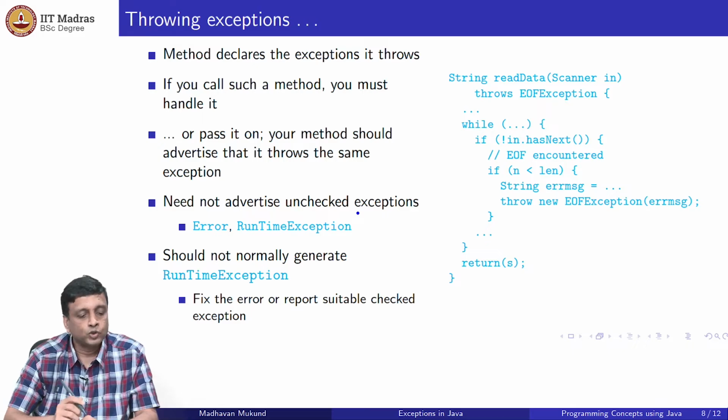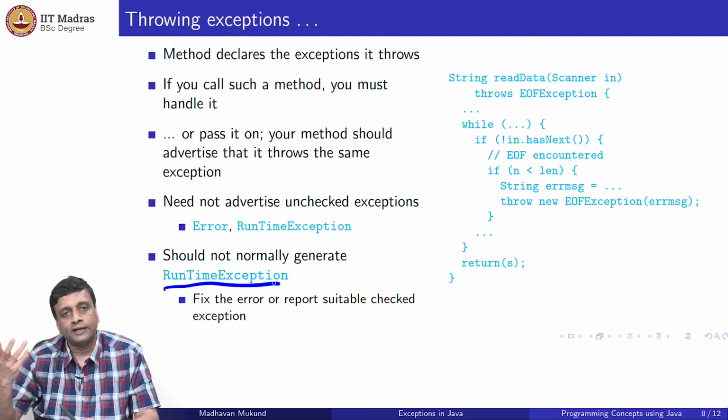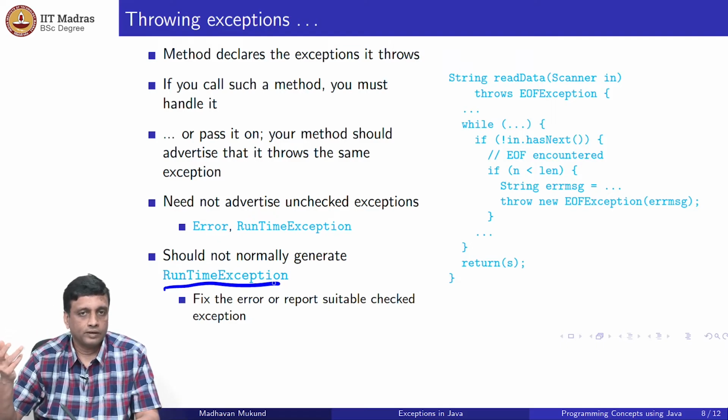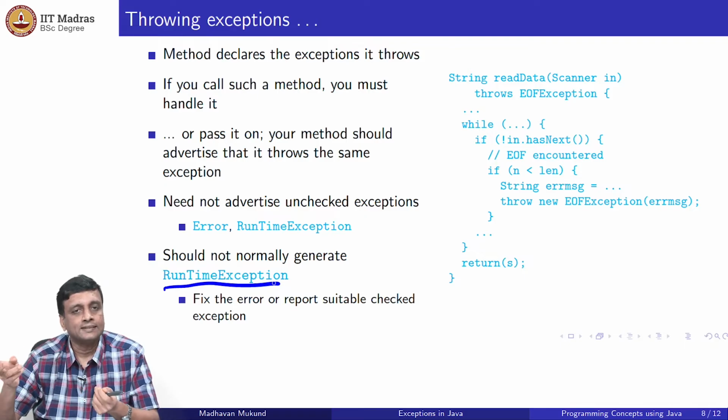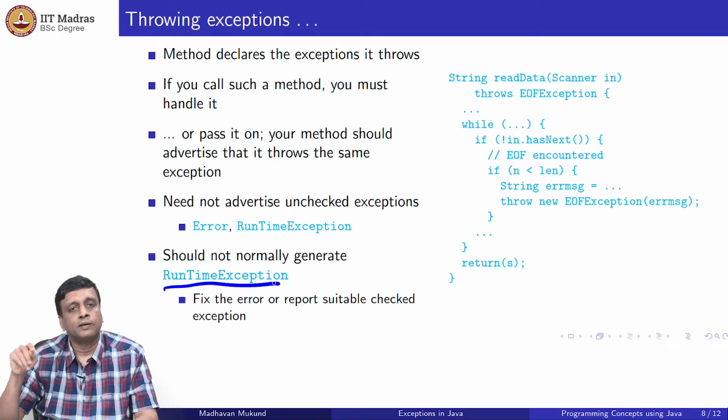Just to highlight, you should not normally generate these. They may be generated because of sloppy code. The person forgot to check it and therefore at runtime the program crashes and it generates a runtime exception on its own. But it is not good practice for you as a programmer to say, oh, i is bigger than n and therefore I will generate a runtime exception. If you have detected that i is bigger than the length of the array, then you should provide a better exception than that. You should provide a checked exception which explains what happened.